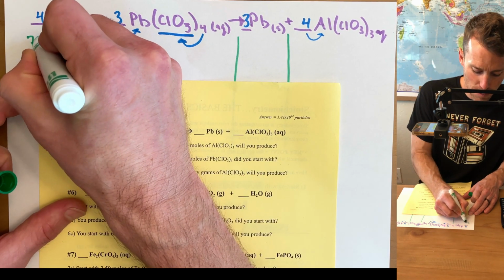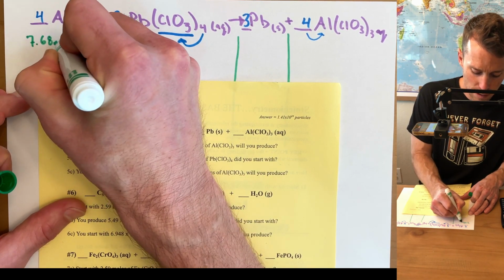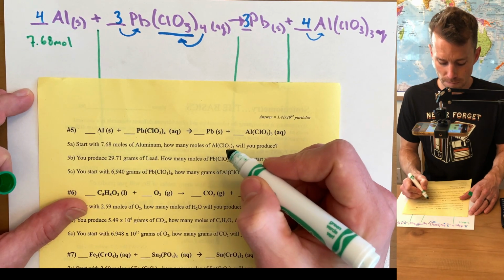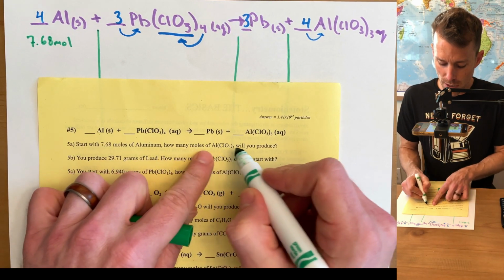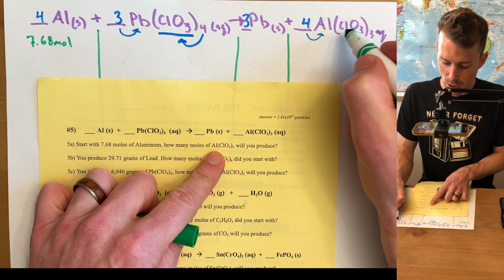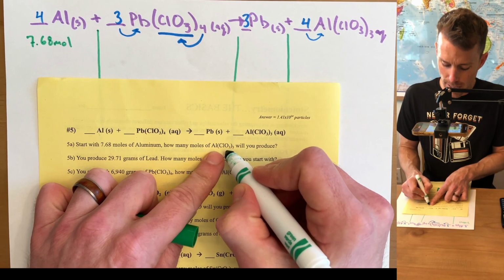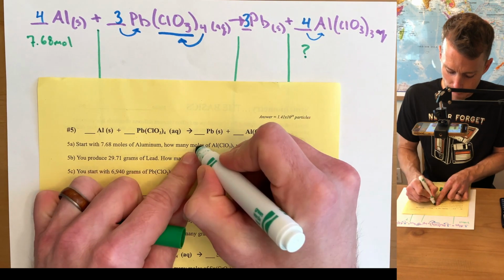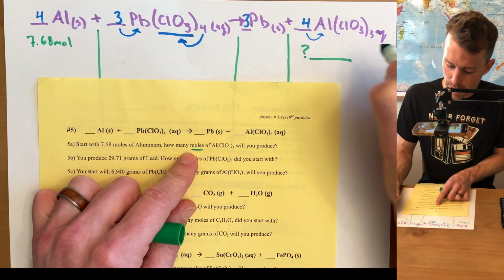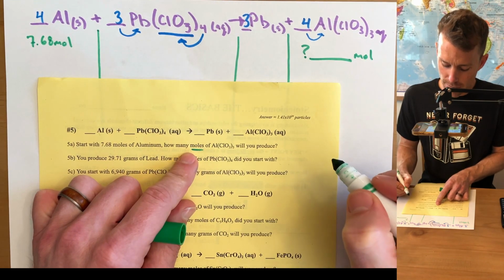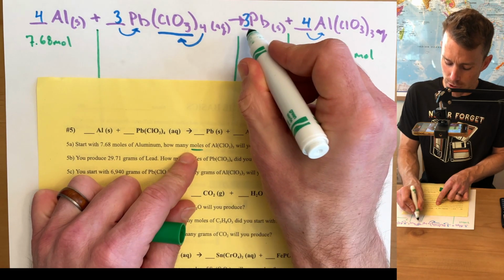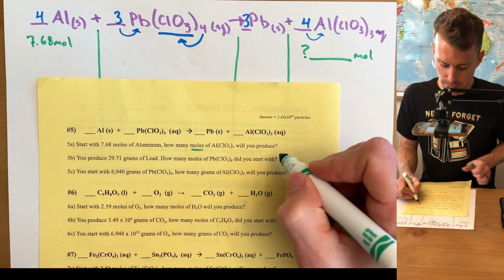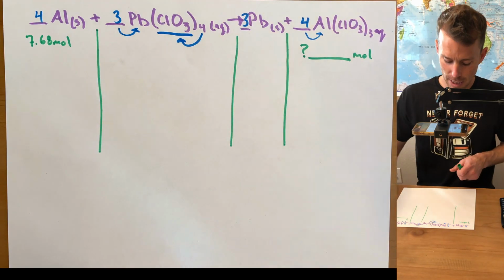So 7.68 moles of aluminum. And it says how many moles of aluminum chlorate. So we're going over to aluminum chlorate, AlClO3, and how many moles will we have there? Will you produce? So produce, that tells us we're looking at products. How do we do that?